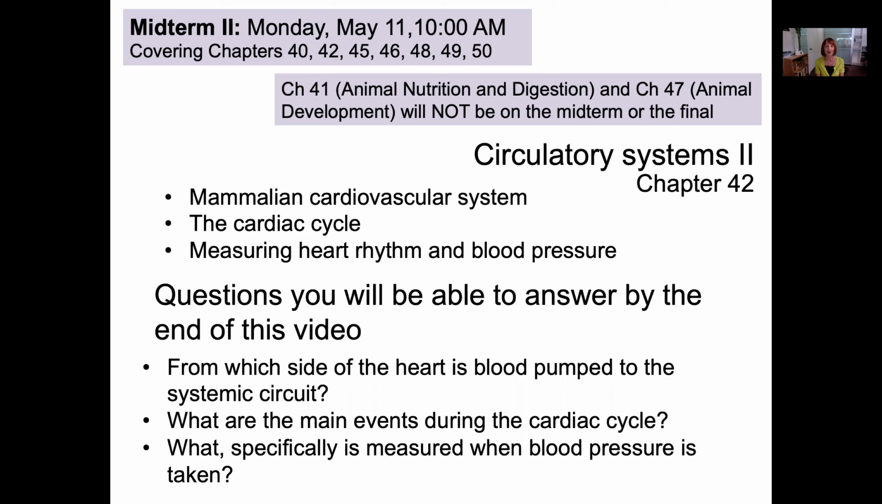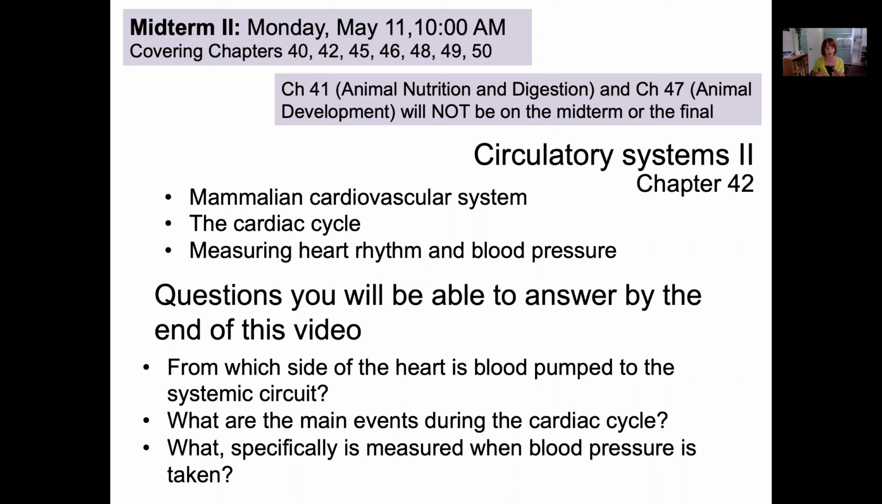So even for the chapters that are listed up here as being part of the midterm, you are only responsible for the material in those chapters that we covered in lecture. So for example, chapter 50, we just focused on sensory systems. We didn't talk about the muscular system and movement. And the same is true in this chapter. We're just focusing basically on the cardiovascular system and not on the pulmonary system, okay?